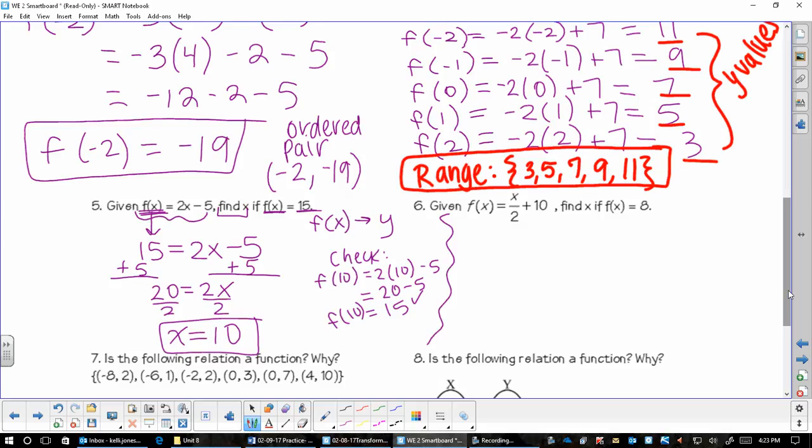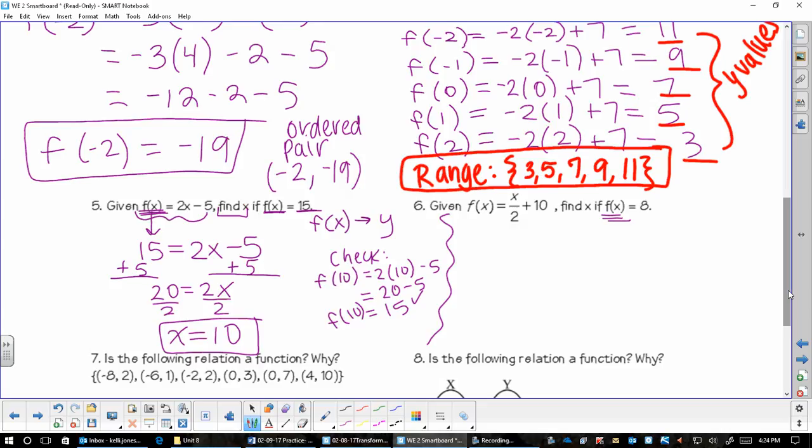So again, the ordered pair here, if x is 10 and y is 15, is 10, 15, if it had you do that. Okay, so we have another one like that on number 6. Given f of x equals x divided by 2 plus 10, find x if f of x is 8. Okay, f of x equals 8, 8 equals f of x.